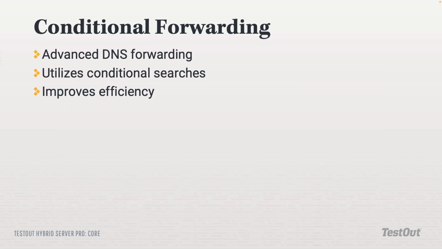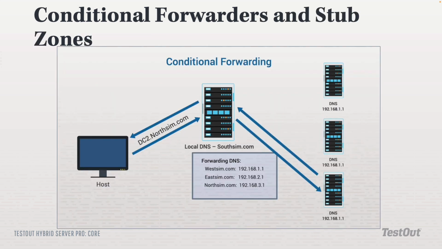Okay. So with conditional forwarding, why do we want to use it? Number one, it gives us more features. It's not just the standard IP address to host name. It's figuring things out and utilizing an algorithm in order to find the quickest route to get our information. And at the end of the day, it's just more efficient.